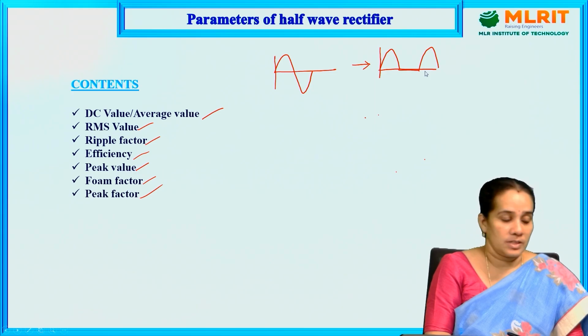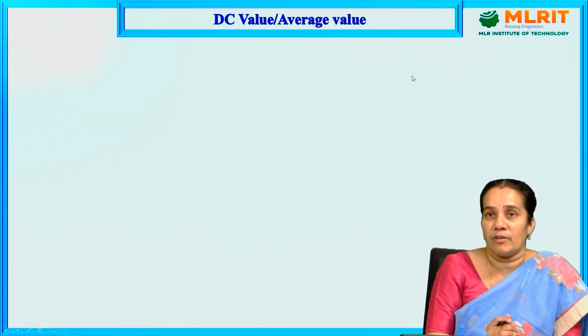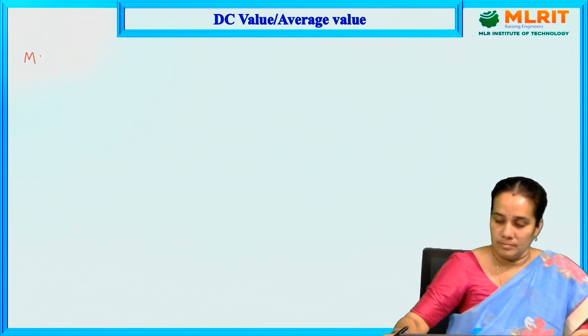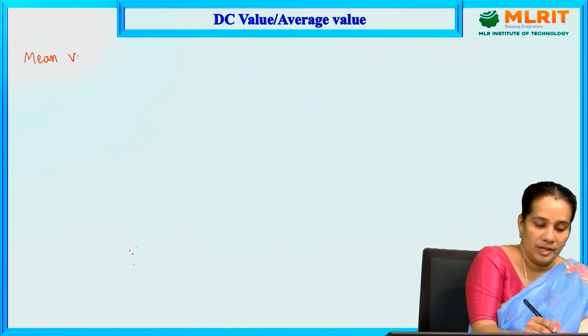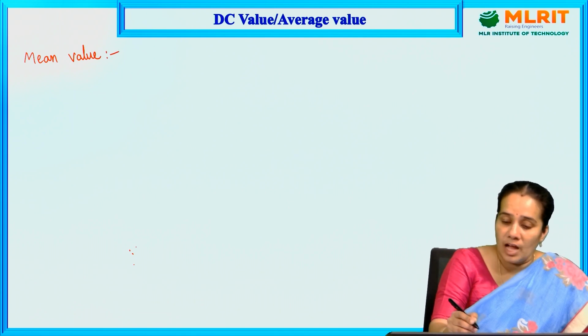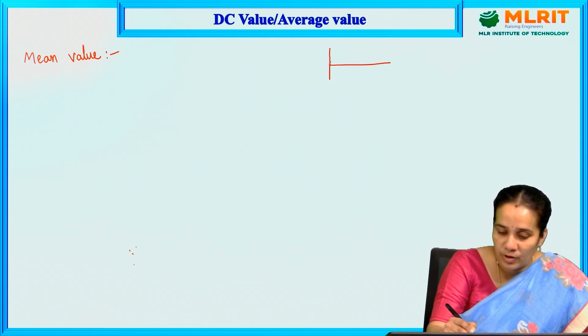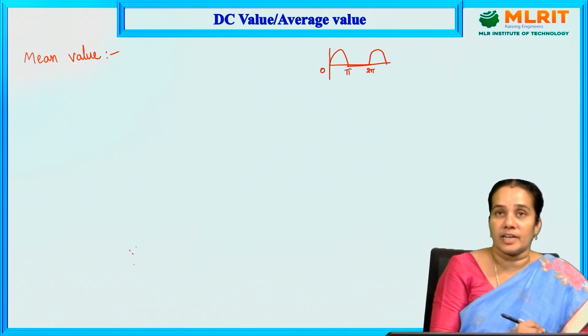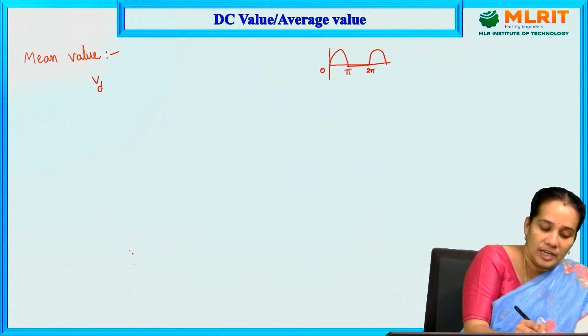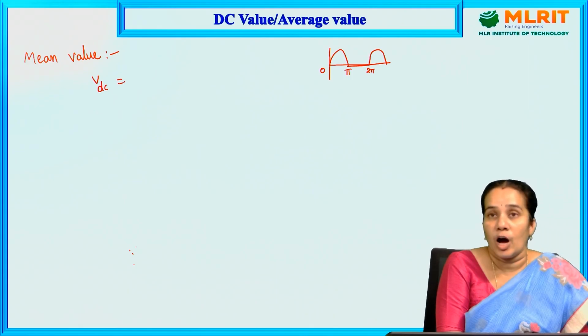Next, first we discuss the DC value, also called the average value or mean value. What is the output of the half-wave rectifier? It rectifies only one half cycle, out of the total 2 pi radians. The average value or DC value is denoted with the letter VDC. Here we are taking the output voltage VDC.